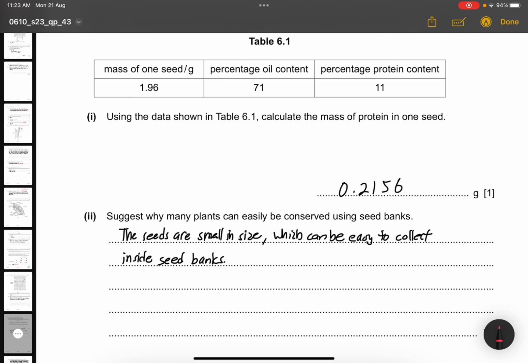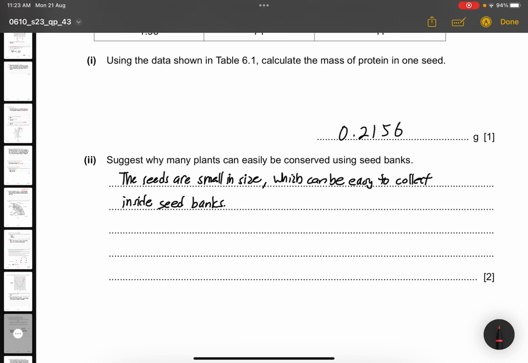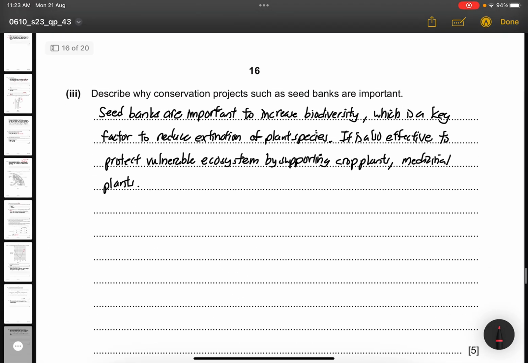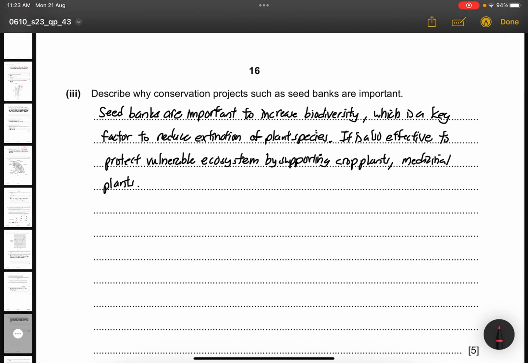Part 2, suggest why many plants can easily be conserved using seed banks. Because the seeds are small in size, they are not big, so they can be very easy to collect inside seed banks. 2 marks only. Okay. Part 3, describe why conservation projects such as seed banks are important. So seed banks are important because they can increase the biodiversity, which is a key factor to reduce extinction of plant species. It is also effective to protect a vulnerable ecosystem by supporting crop plants, medicinal plants, or scientists to be able to do future research or create data reports.